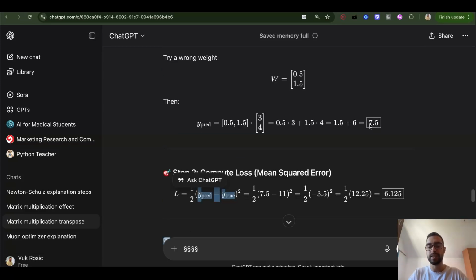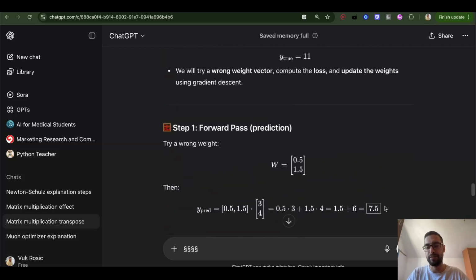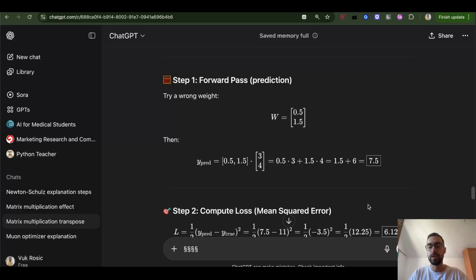And we can do the same thing without squaring, just by subtracting 11 minus 7.5. But square will make that error even stronger. So we will have even more signal that we need to take a big step or change these weights a lot.